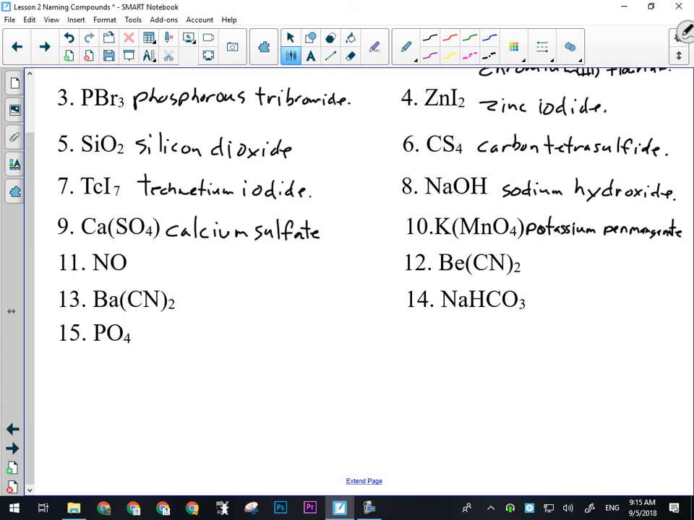Okay, number 11. Okay, we have a molecular compound because nitrogen and oxygen are both nonmetals. So this will be nitrogen monoxide. All right, number 12. We have an ionic compound because we have a polyatomic ion, but we also start with a metal. Okay, this will be beryllium cyanide. Right.